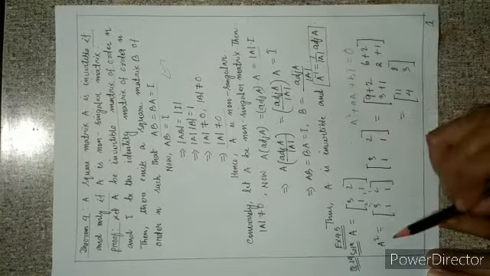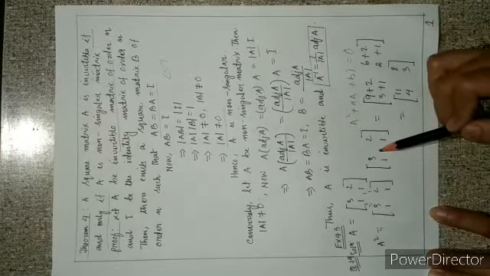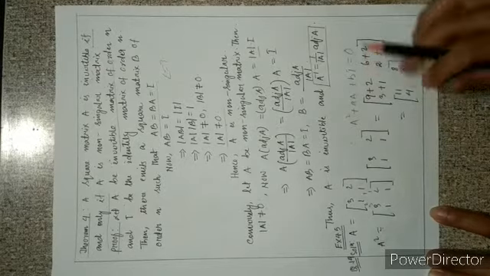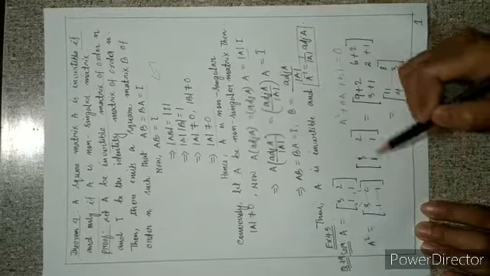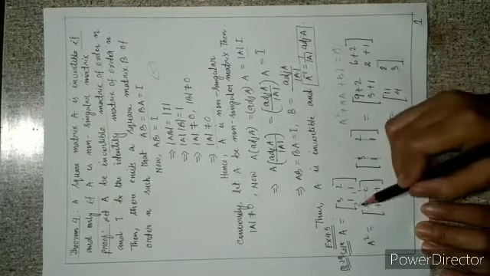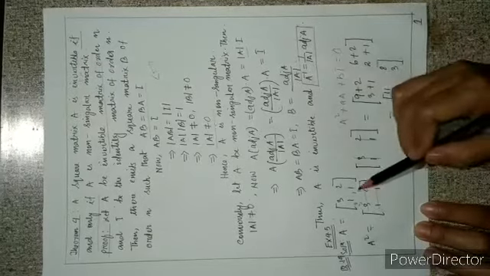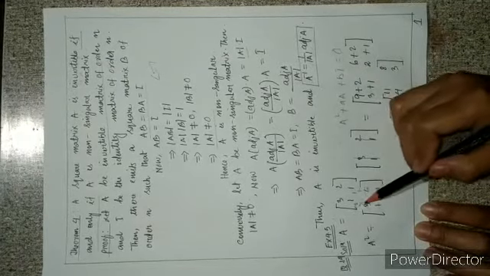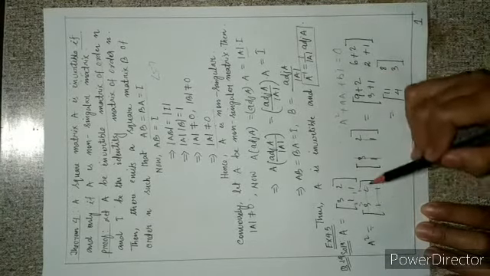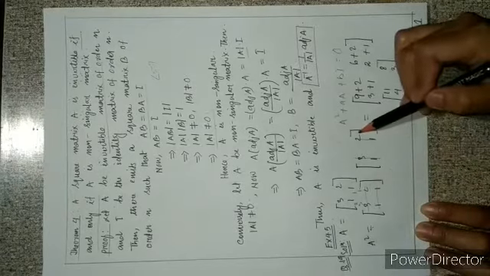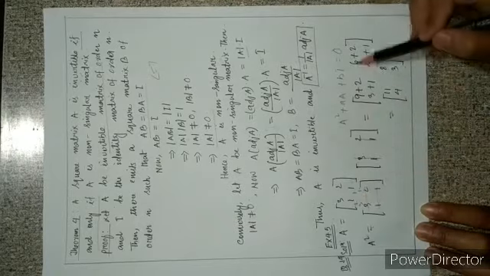First, find the value of A square. A square is given by A into A. Product rule: the first row and the second row multiply by the first column and second column. 3, 1: find the sum of products of corresponding elements. 3 into 3 is 9, 1 into 2 is plus 2. 3 into 1 is equal to 3, and 1 into 1 is equal to plus 1. Then the first row and second row of the first matrix multiply by the corresponding elements of the second column. 2, 1, so 3 into 2 is 6.